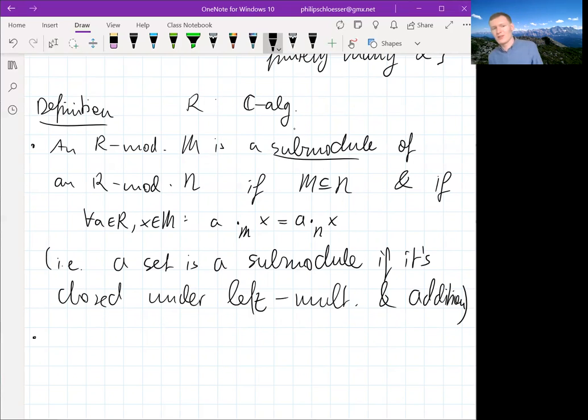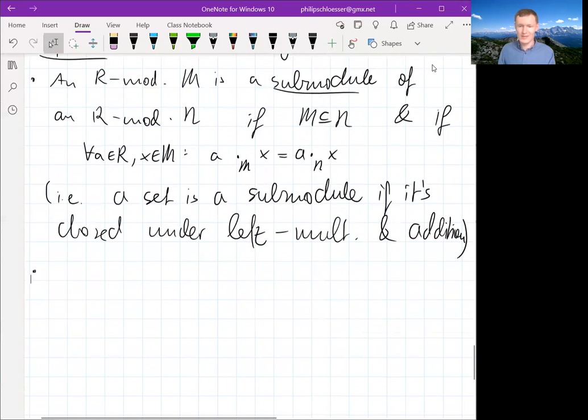So yeah, there's a lot of different terminology. When you're talking about representation theory, you're usually not going to call it modules and submodules. You're going to call it representations and sub-representations, but it's the same thing.